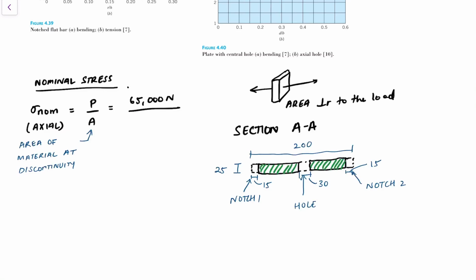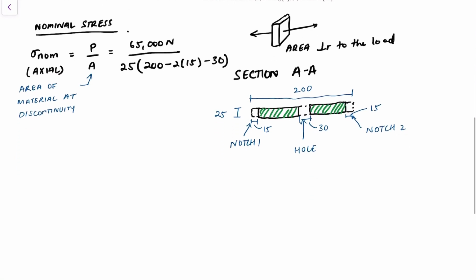So that's going to be, again, 25 for both the rectangles, the thickness, and then the width will be 200 minus 2 times 15 minus 30. Right? So it's very important that even though it's an average stress, we need to calculate it with the area in which we have material present. So computing that, the nominal stress is equal to 18.57 megapascals.